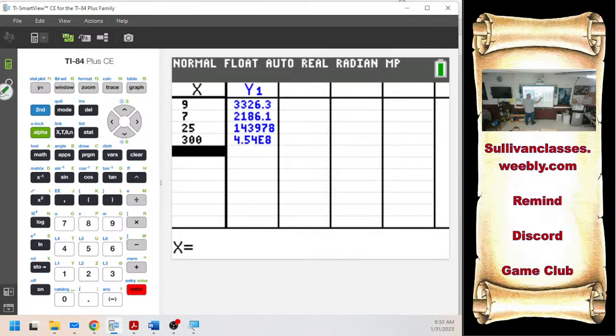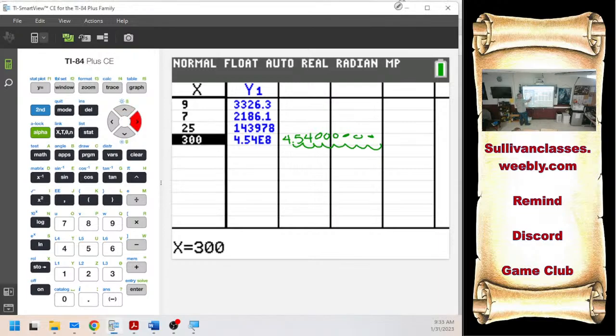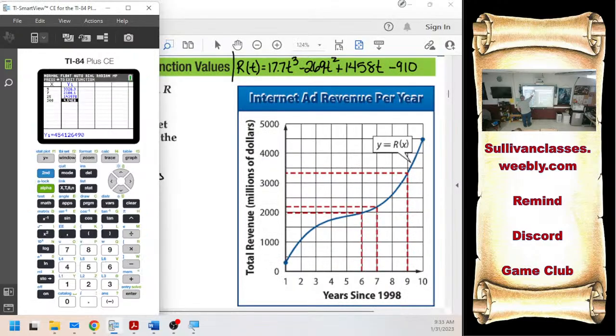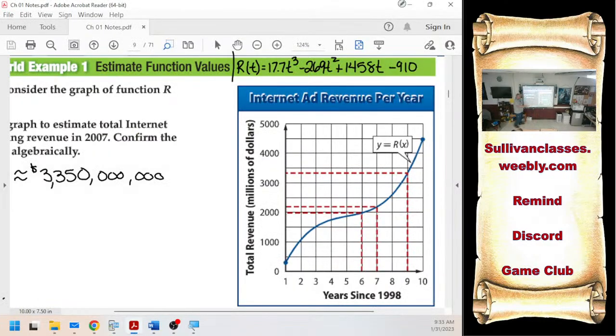Well, I know that that's 4.54 times 10 to the 8th. So 1, 2, 3, 4, 5, 6, 7, 8. But if I just went up and highlighted the cell, it would tell me that. Okay? So just be aware, there are tools where you don't have to plug in the number. You can use the tools to do that for you.